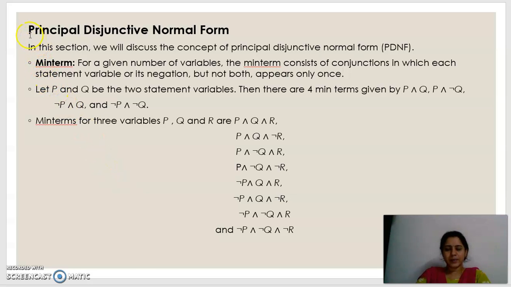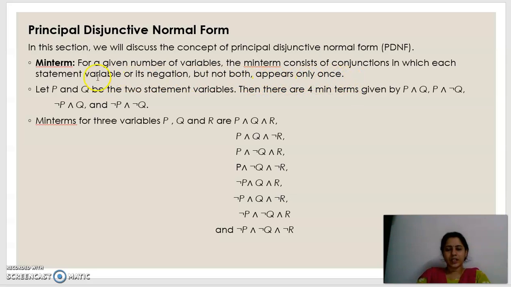First, before explaining the definition of principal disjunction normal form, we will see what is a min term. Principal disjunction normal form contains min terms. So first let's see what is a min term and what the different possible min terms are with some variables. For a given number of variables, the min term consists of conjunctions in which each statement variable or its negation, but not both, appears only once.